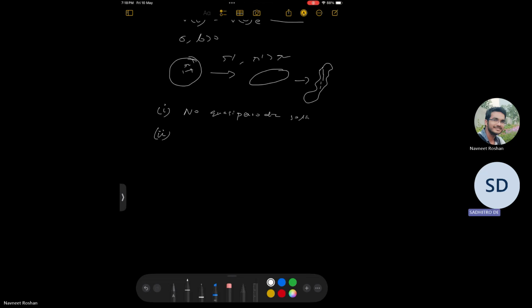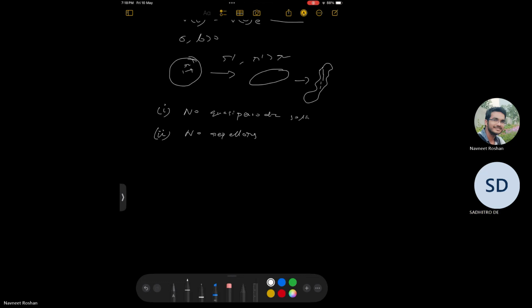The second point is that there are no repellers. In other words, there is no repelling fixed point or a repelling closed orbit, because if that were there, then the solution would be driven infinitely away from them.